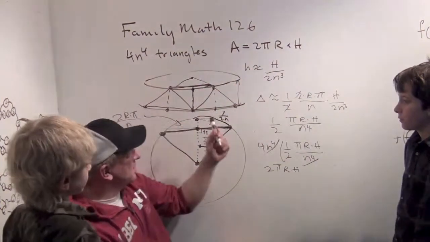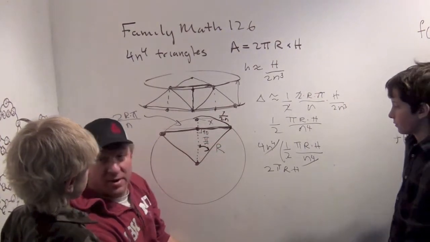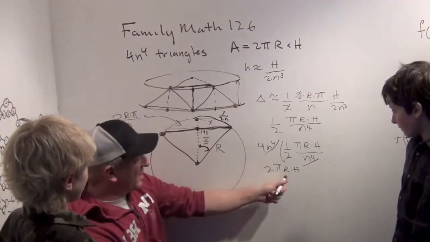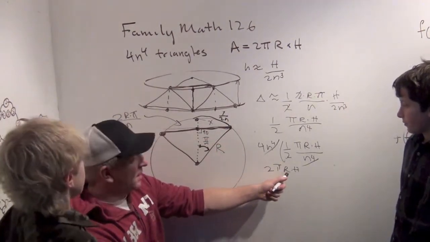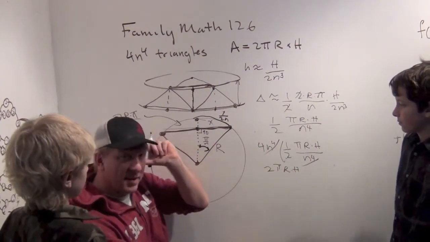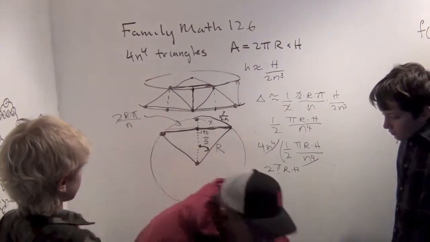But I told you that these triangles were going to converge to have an area of infinity. But that's not what happened. In fact, the n's canceled out. So like I said, we've made a mistake. Let's go back and find it, okay?